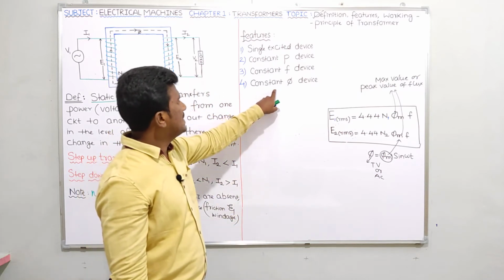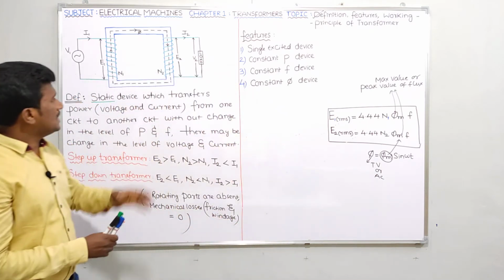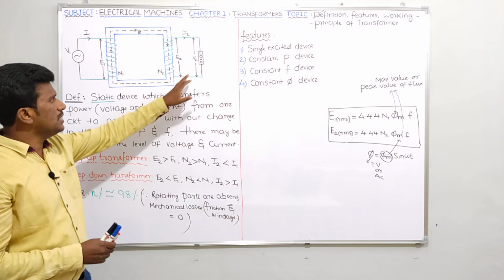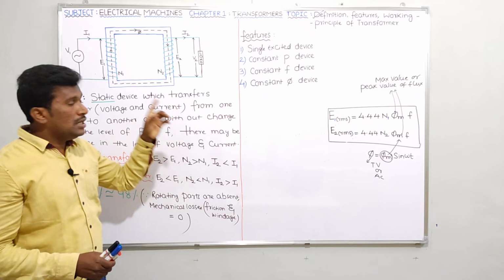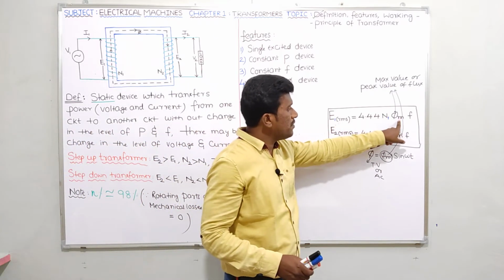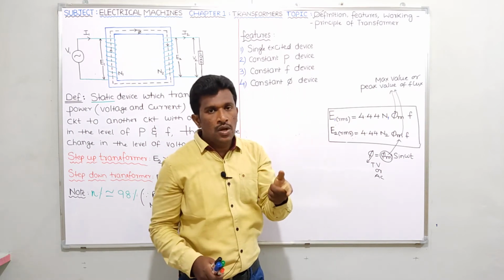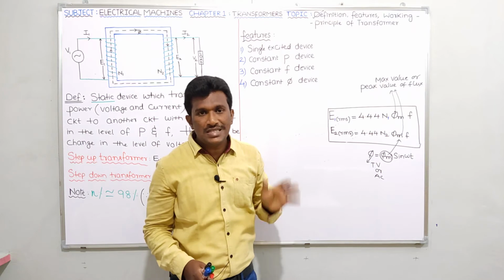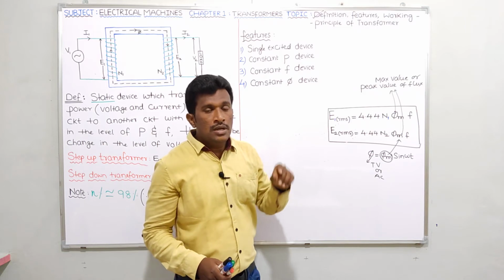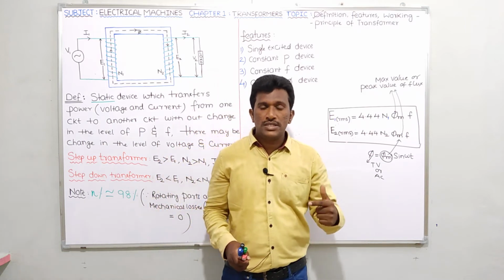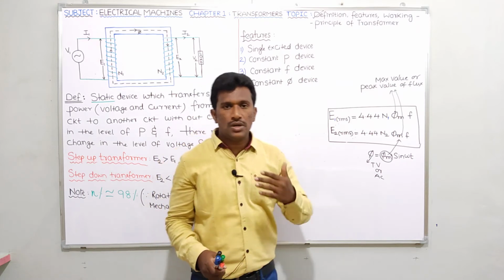Here, why we call transformer a constant flux device means very simple. See guys, irrespective of load changes, that means if load increases or reduces, whatever, the magnitude of maximum value of flux, phi m, will be maintained constant. Okay, that is the reason why we call the transformer a constant flux device. Please remember, the magnitude of maximum value of flux is maintained constant irrespective of load changes. That's why we can call transformer a constant flux device.